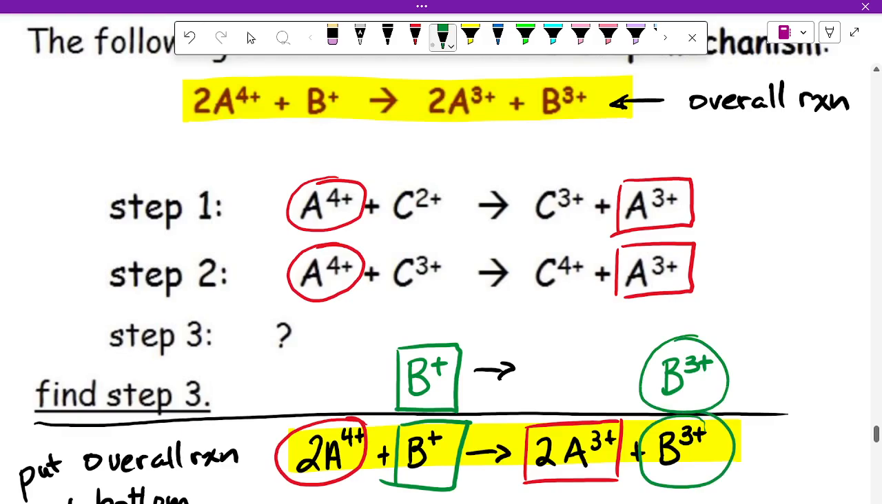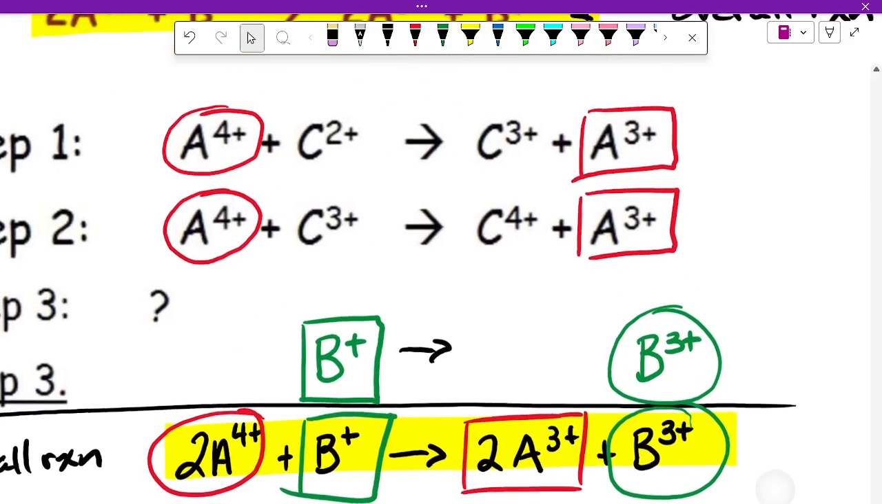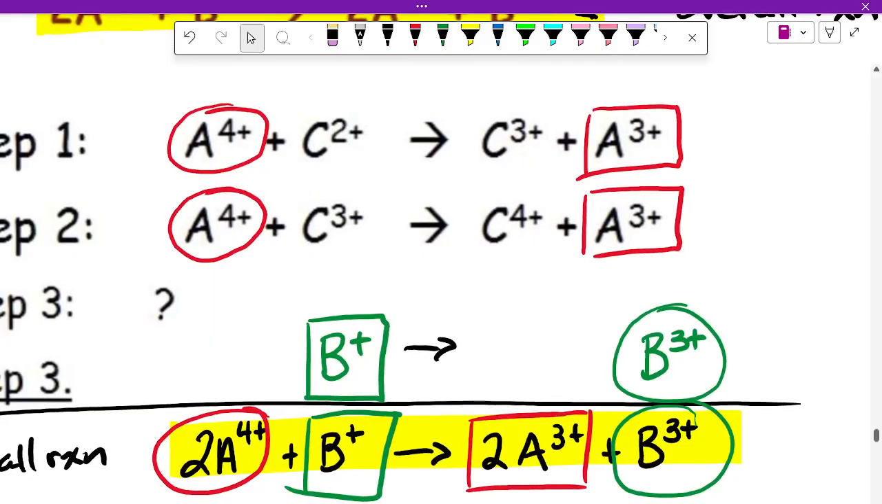Am I done? No. What do I have to do? I have to make sure everything else cancels out. Is there anything that can cancel out already? Yes. What can cancel out already? A's can't cancel out because they have different charges. Charges have to match for them to cancel with each other. But what do I have that matches in every single way? I've got C3+. Okay, so I've got a C3+ and I've got a C3+. So those can cancel out.